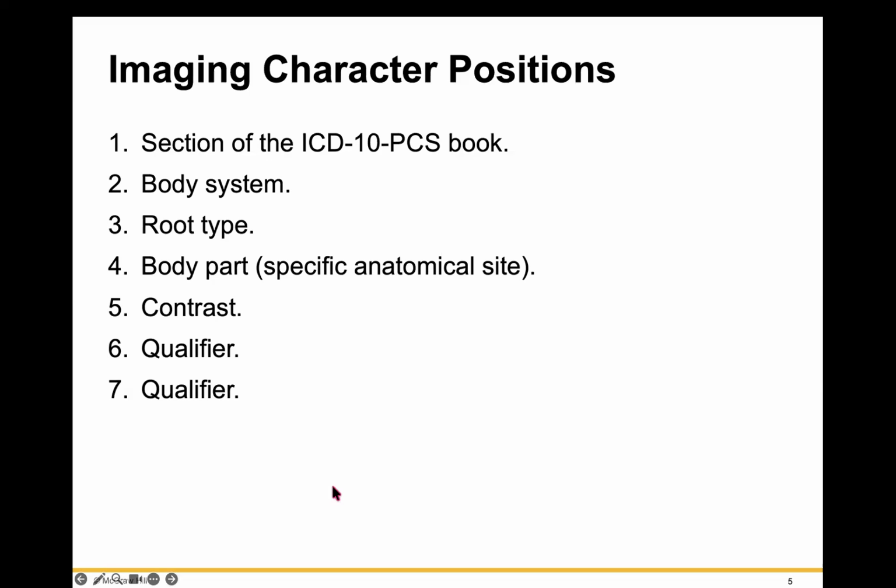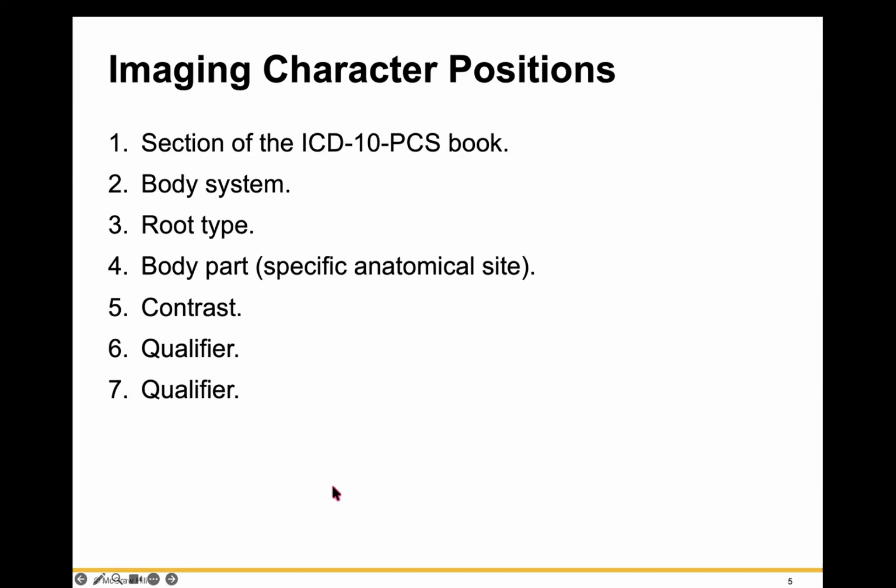What is the root type? So what you want to ask yourself, what kind of imaging is being performed? Is it an MRI? Is it a CT, a DEXA scan, X-ray? Body part. Now this gets into specifics. What is a specific anatomical site? Can you pinpoint that exact precise location?